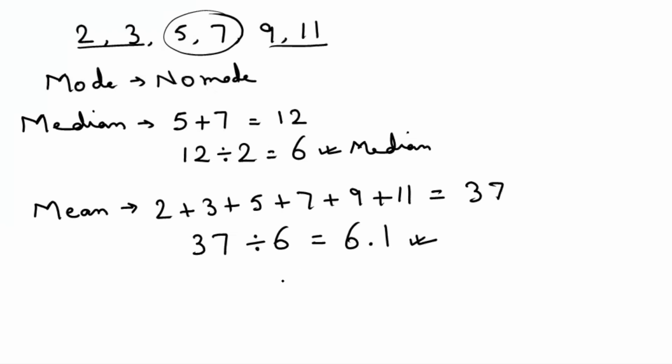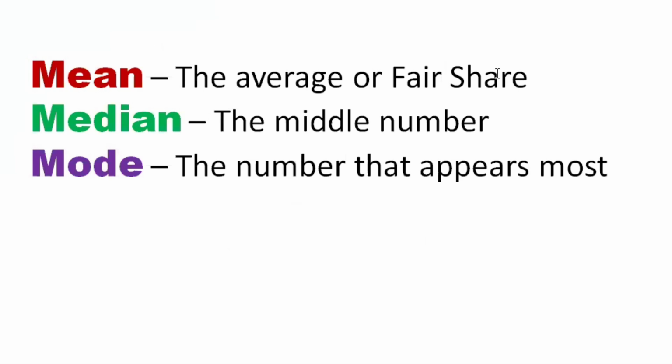I hope mean, median, mode is clear to everyone. What is mean? The average or the fair share. The median is the middle number, and mode is the number that appears most. So how can we find the mode? From the given data, we have to see which number appears most often. For the median, the middle number, if there are two middle numbers, we have to add both of them and then divide by 2. And for the mean, we have to add all of the given numbers, then count how many numbers there are, and divide the sum by that number. Then we will get our mean, median, and mode.